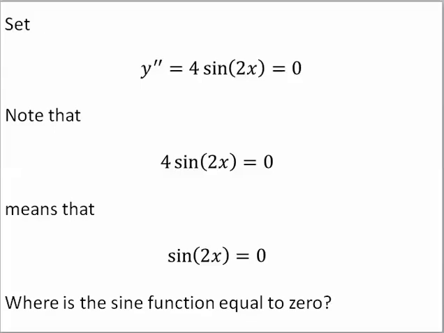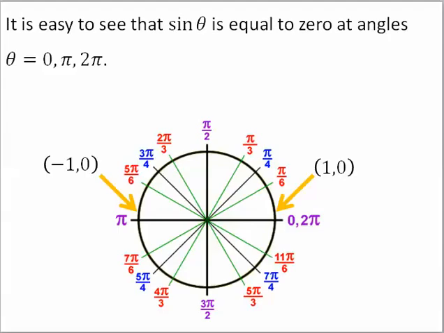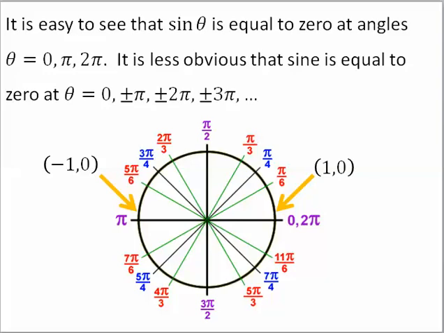So, where is the sine function equal to 0? For that, let's go to the unit circle. It is easy to see that sine is equal to 0 at angles 0, pi, and 2 pi. But you know, I could keep going around the circle and get 3 pi, 4 pi, 5 pi, and so on. And I don't have to go in a positive direction. I could go in a negative direction.